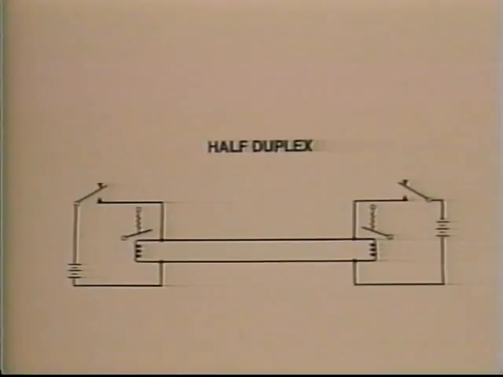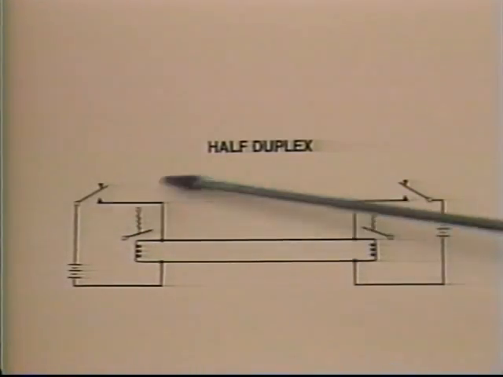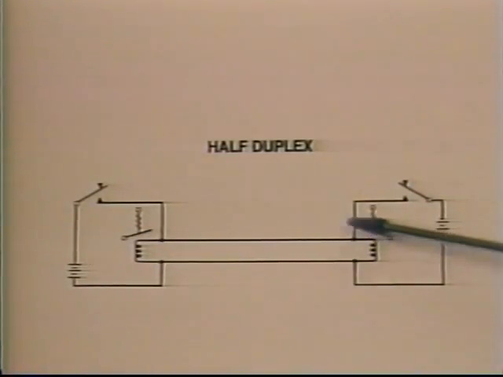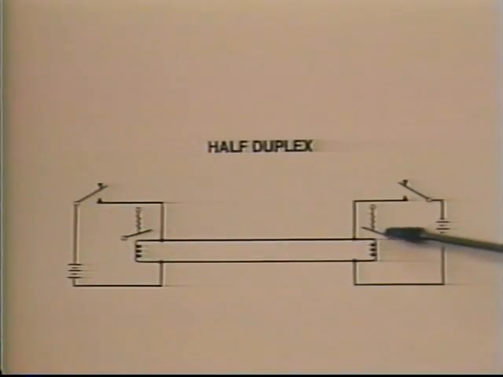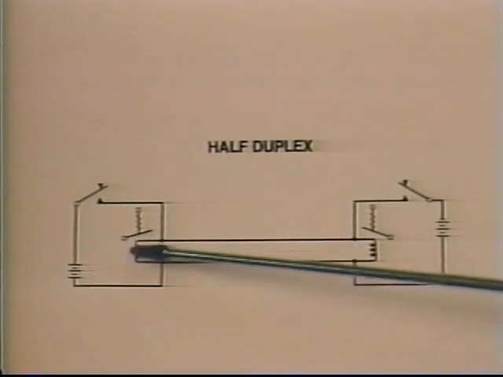This is a half-duplex circuit. In this case, we have the one transmission line or link, and at each end we have a key and a sounder. Now an operator at this end, using the key, can send a message to the sounder or receiver at this end of the circuit, and the operator at this end can send a message back to this sounder.